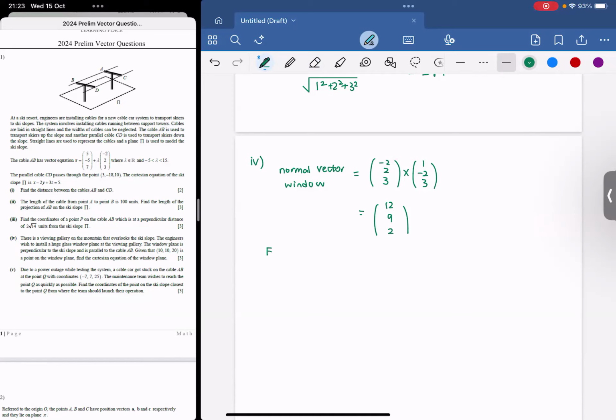Okay, so the equation of the window plane will just be r dot the normal vector equals the normal vector dot a point on the window plane, and they have given us 10, 10, 20. So this is 120, 210, 250. So, writing it as Cartesian form.